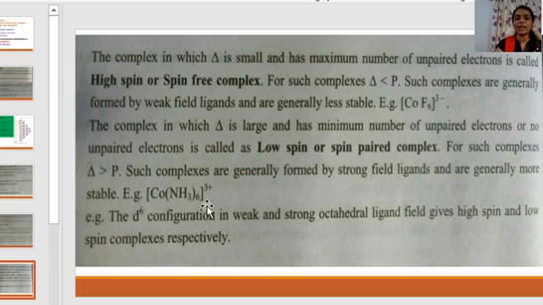Here the example is [Co(NH3)6]3+. The d6 configuration in weak and strong octahedral ligand field gives high spin and low spin complex. Here the configuration is the same, but the ligand field is changed, that is weak and strong octahedral ligand field. Hence the complexes formed will also be different. In weak field with weak field ligand, d6 will give high spin complex. We have just seen that weak field ligand gives high spin complexes, and with strong ligand field, d6 will give low spin complex.